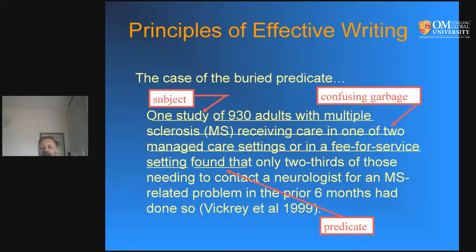The case of the buried predicate. One study of 930 adults with multiple sclerosis receiving care in two-thirds managed care settings or the fee-for-service setting found that only two-thirds of those needing to contact the neurologist for MS-related problems in the prior 6 months had done so. So here "found" is the predicate, the subject is "one study," and there is a confusing garbage in between about 930 adults with multiple sclerosis. So this sentence needs to be pruned. Next, please.